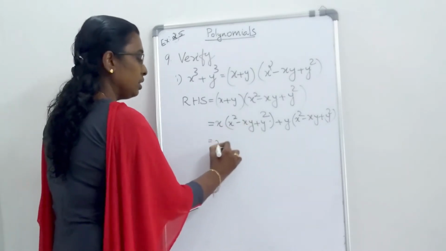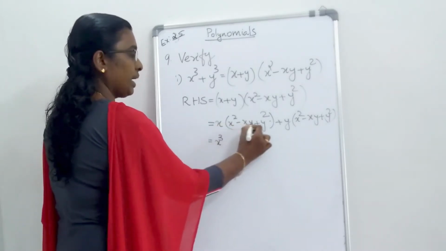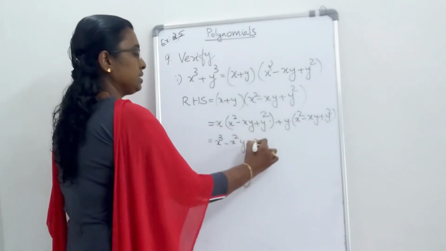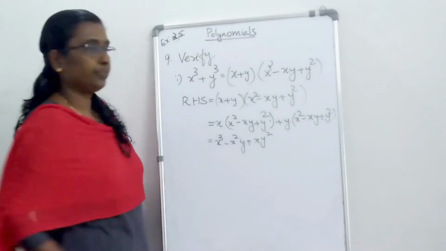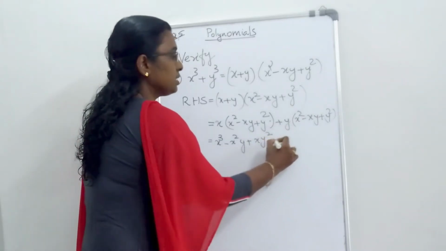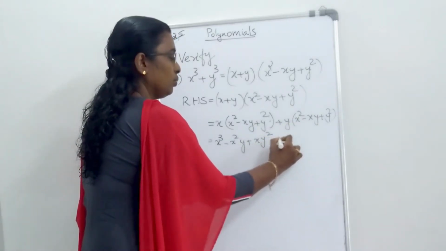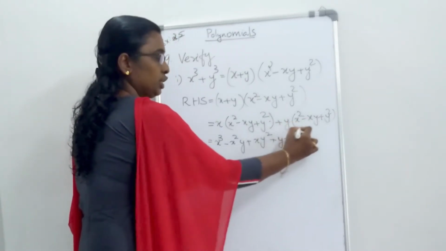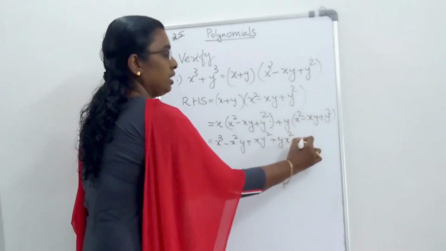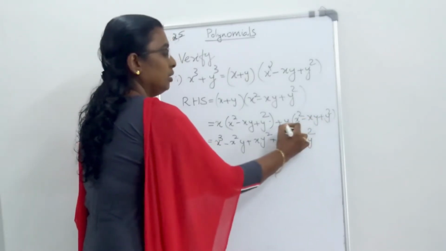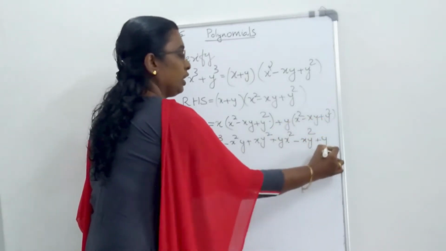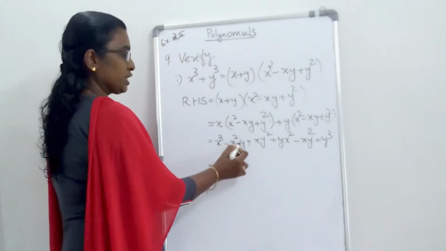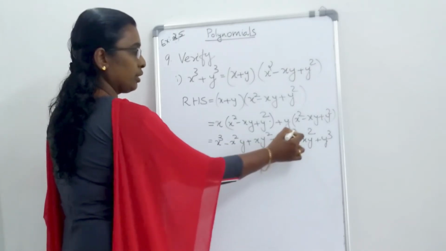x into x square, x cube. x into minus xy, minus x square y. x into y square, plus x y square. Then plus y into x square, plus y x square. Here it is minus, plus into minus, minus xy into y, x y square. Plus y into y, plus y cube, equal to. Here is minus x square y, here plus x square y, get cancelled.